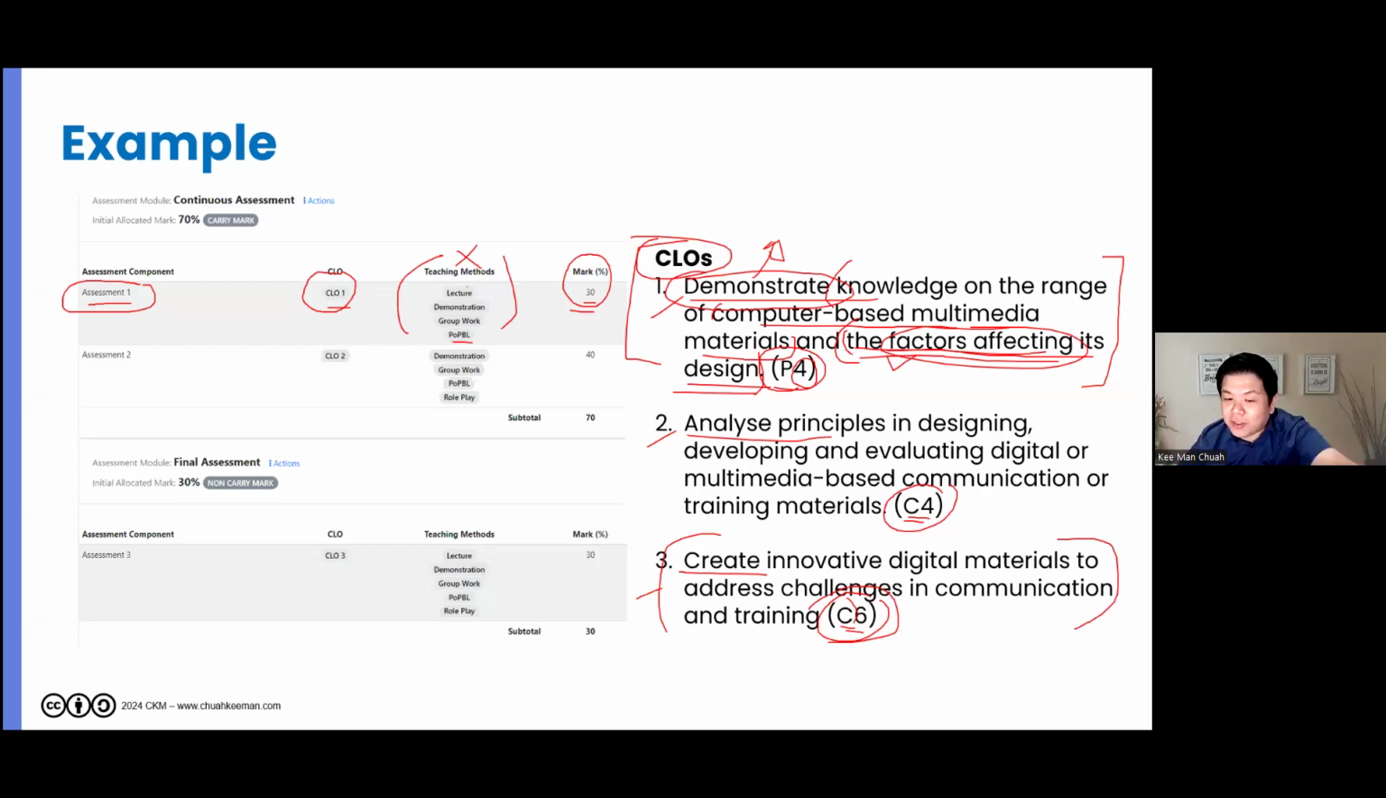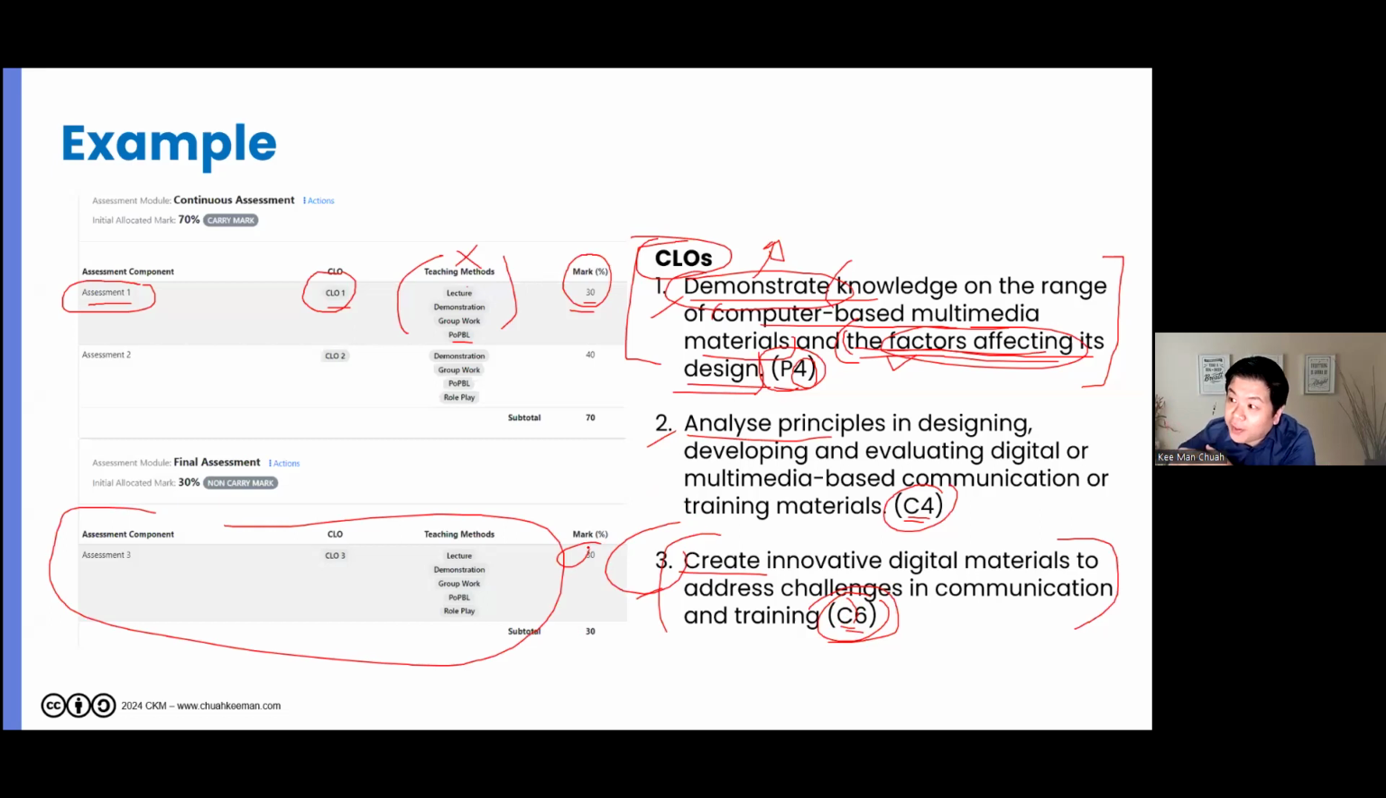So for CLO3, if you were to do this assessment, probably you need to focus more on the thinking part, right? How they come up with the solution, how they come up with the problem statement and all that. So that portion will have more marks because of the C. I hope you get what I mean.